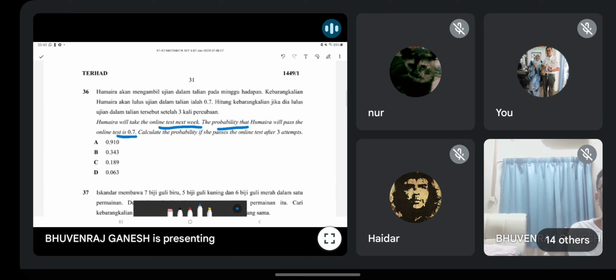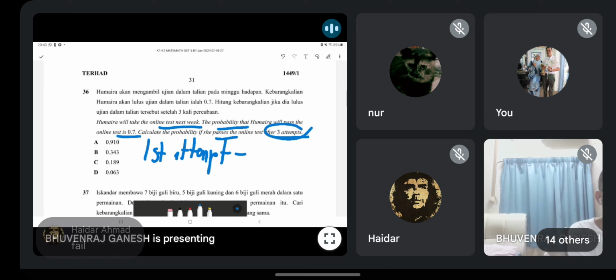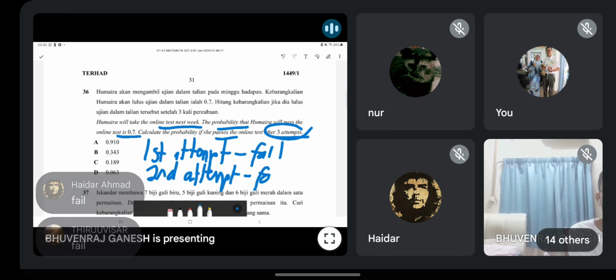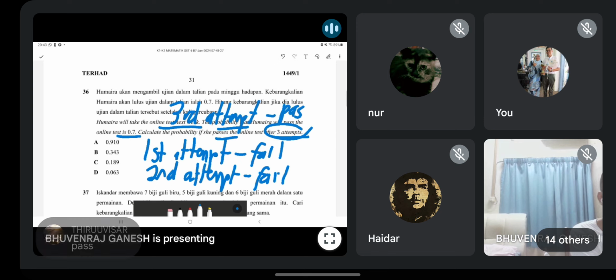Okay, so probability Humaira pass online test 0.7. So they ask you, pass after 3 attempt. So macam mana buat soalan ni guys? Can I ask you all? First attempt, dia lulus ke gagal? Percubaan pertama. Kamu lihat soalan. First attempt, she fail or pass? They say pass after 3 attempts. Yeah, means first attempt fail. How about second attempt? Fail also, right? Yeah, dia pun gagal. How about the third attempt? Yes, pass. Akhirnya selepas kali ketiga, dia lulus.